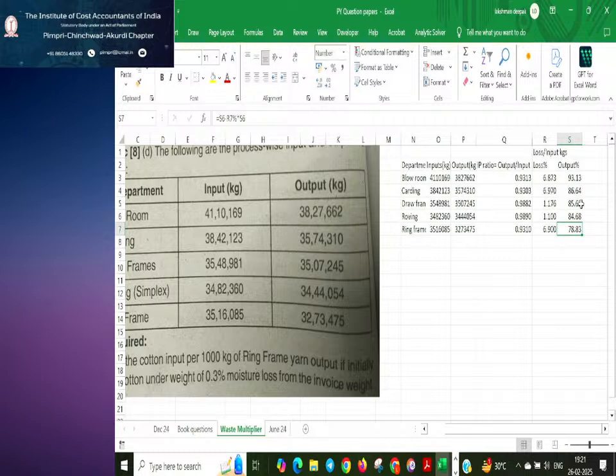Yes. So this is the place where you could go wrong, because I am referring to the previous output percentage and applying the loss on the previous output. Why is it so? In a process kind of industry, the process is continuous and the output of one process becomes the input for another process.